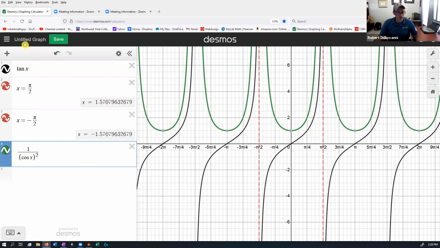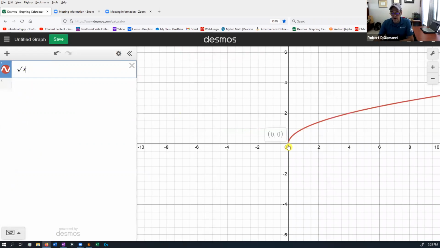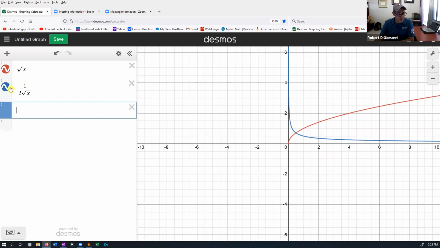A good graph to look at, I like to show as an example, is the square root of x. There's the graph of the square root of x. Is the original function defined at 0? Square root of 0 is 0, so this function is defined at 0. Now, what is the derivative of the square root of x? 1 over 2 root x, right? That's the derivative. So that's the graph of the derivative right here.